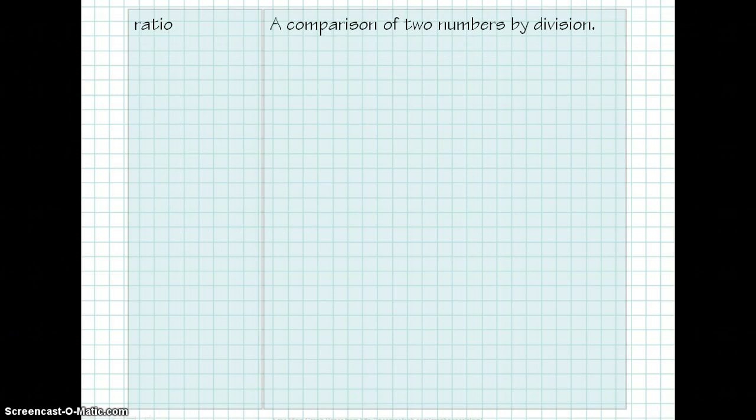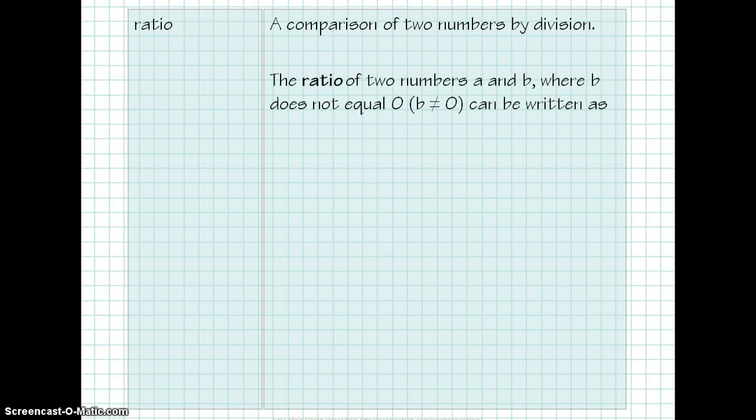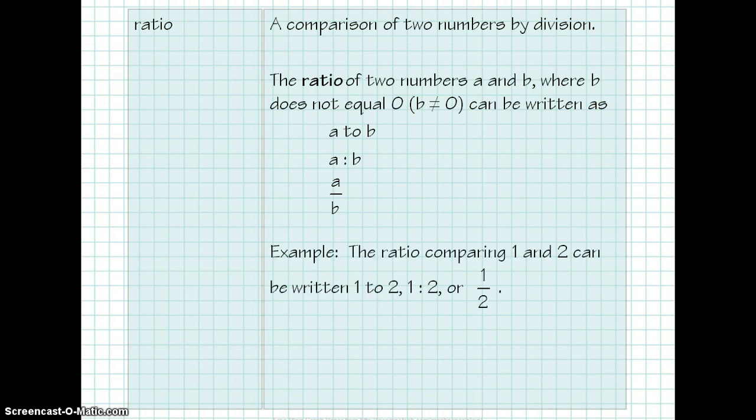So, a ratio. A ratio is a comparison of two numbers by division. There's different ways we can do this. If we have a ratio of two numbers a and b, where b does not equal 0, because we cannot divide by 0, we can write this as a to b, just the words. We can write this as a colon b, although it's still read a to b. And then a divided by b. And again, when we're talking about ratios, we would probably still say a to b in this case.